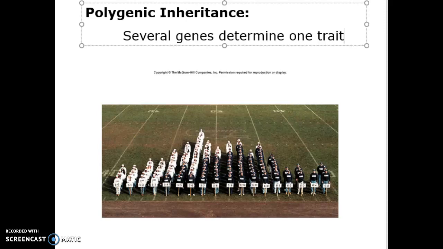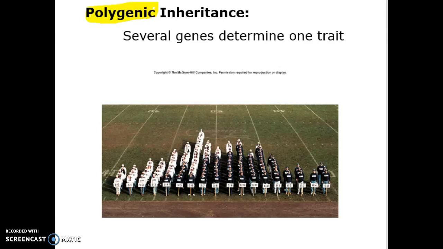This is a thing called polygenic inheritance. Poly means lots of genes, lots of genetics, multiple genes. Those genes determine one single trait. So height in humans. Multiple genes come together to express your particular height. It's kind of like a combination lock. 27, 14, 8, now it's expressed. So you combine multiple genes to express the trait of your height.